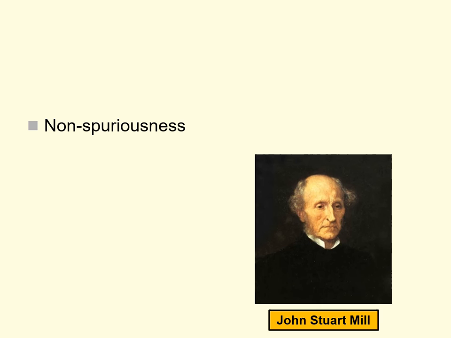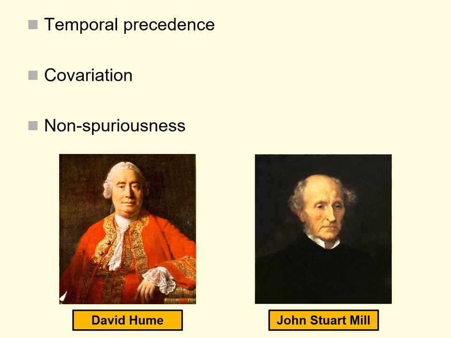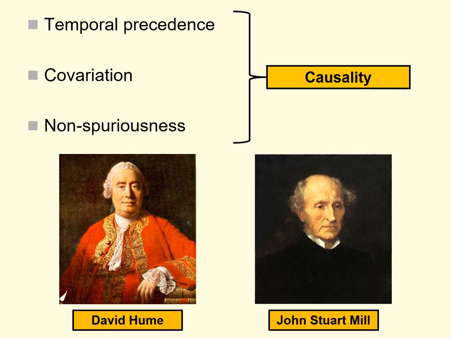And the philosopher David Hume had previously argued that temporal precedence and covariation were also really important for establishing causality. If we put this together, we see the three criteria, at least as we now think of them, for establishing a causal relationship. Does the cause precede the effect, temporal precedence? That's usually fairly easy to determine. We gave the drugs, and then 6 months later, we observed level of depression.